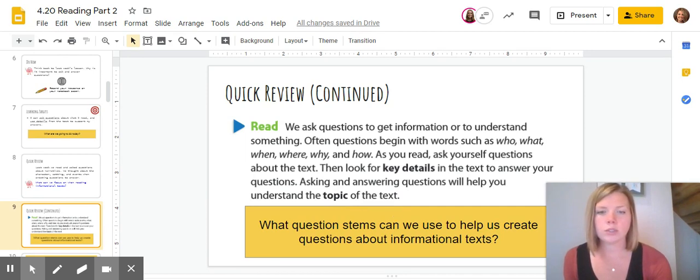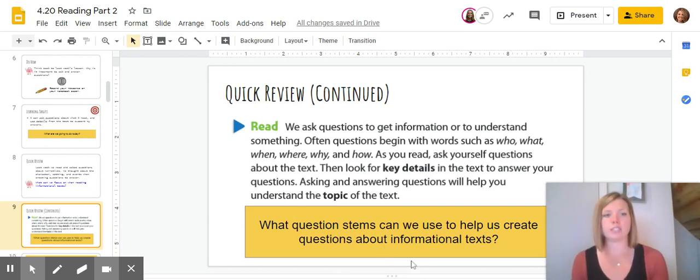So my question for you is, what question stems can we use to help us create questions about informational text? So instead of focusing on the character, the events, and the setting, what did it say in this passage that we're going to focus on as we create these questions? Well, if you look back in the text, it says we're going to focus on questions that begin with who, what, when, where, why, and how. So today we're going to read a text and we're going to see if we can create questions using those sentence stems. Cool. So here they are.